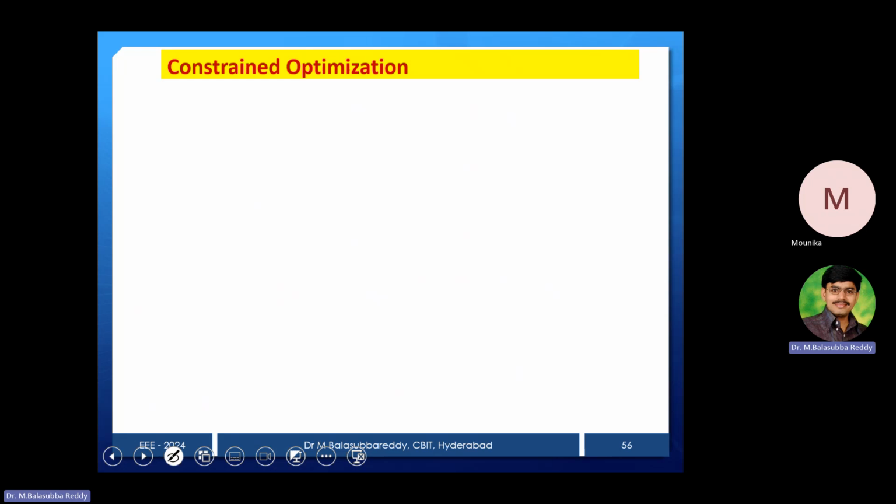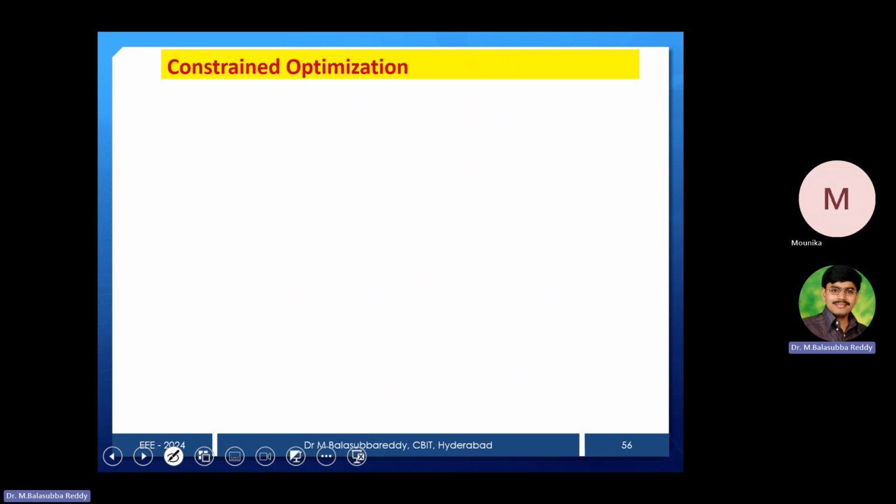In that case, whatever values we are getting, we don't want to bother about it. Our problem is only to minimize the function, nothing else. But now there is constrained optimization. In constrained optimization, each variable has a limitation.